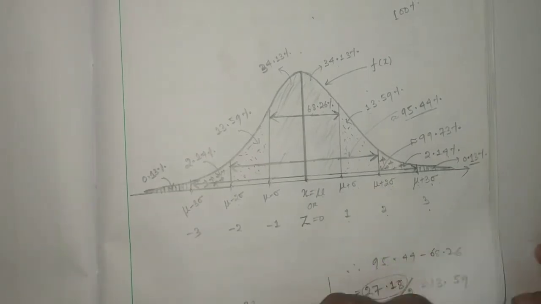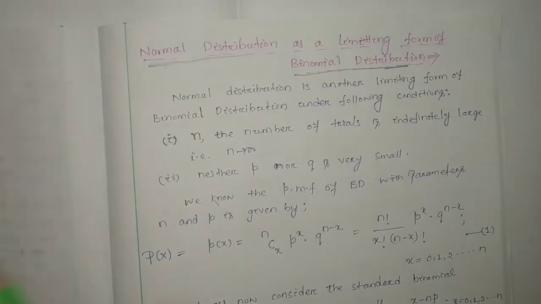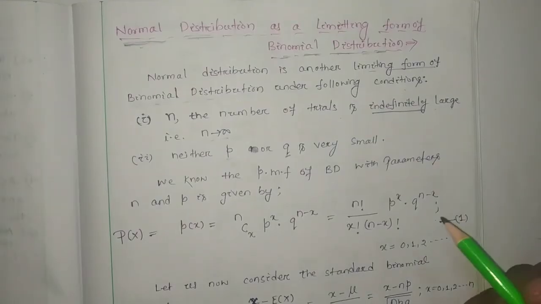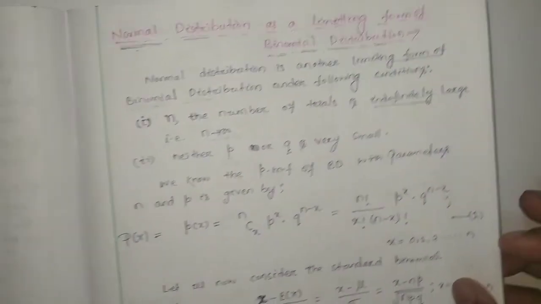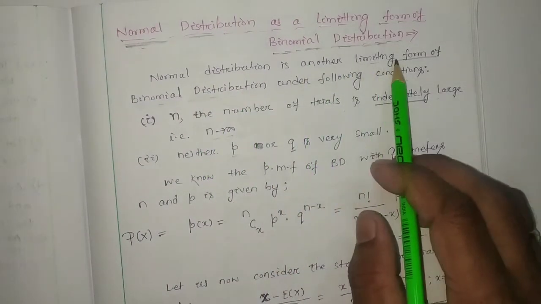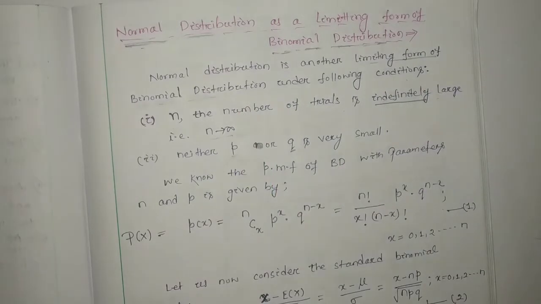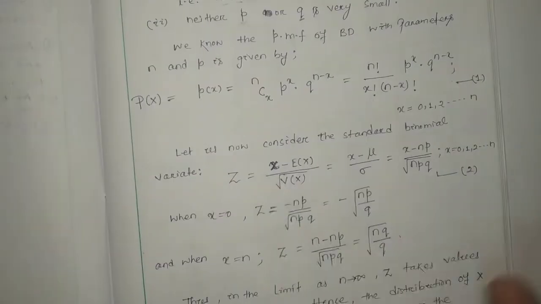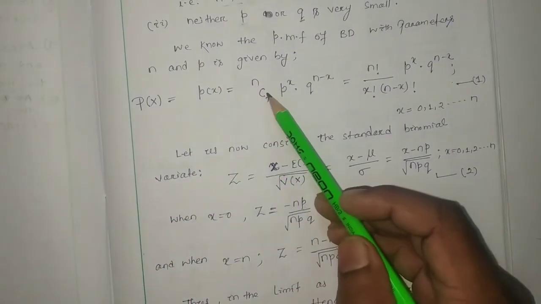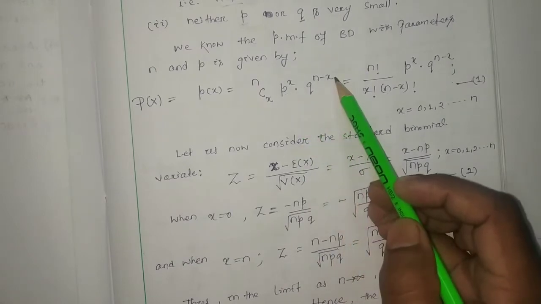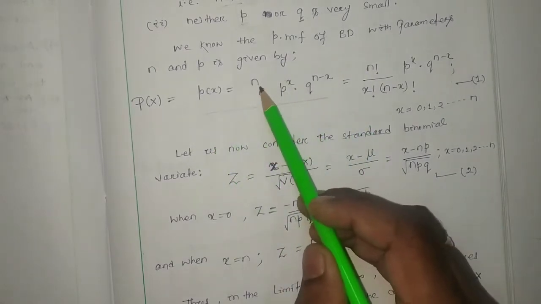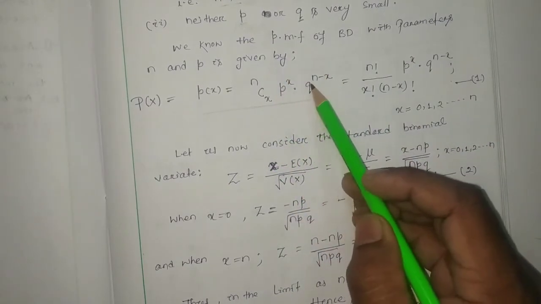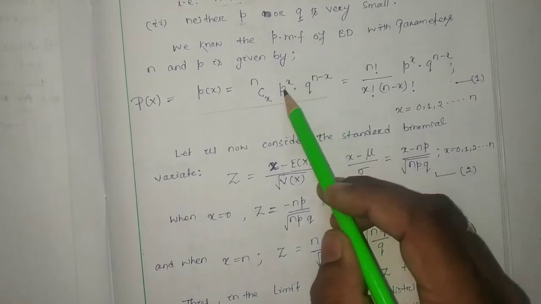So now we are going to go for the normal distribution as a limiting form of binomial distribution. Here, the normal distribution is another limiting form of the binomial distribution under the following conditions. As we know, the PMF of the binomial distribution is nCx p to the power x q to the power n minus x. Here n represents the number of definite trials, p belongs to success, q belongs to failure, or head and tail like that.